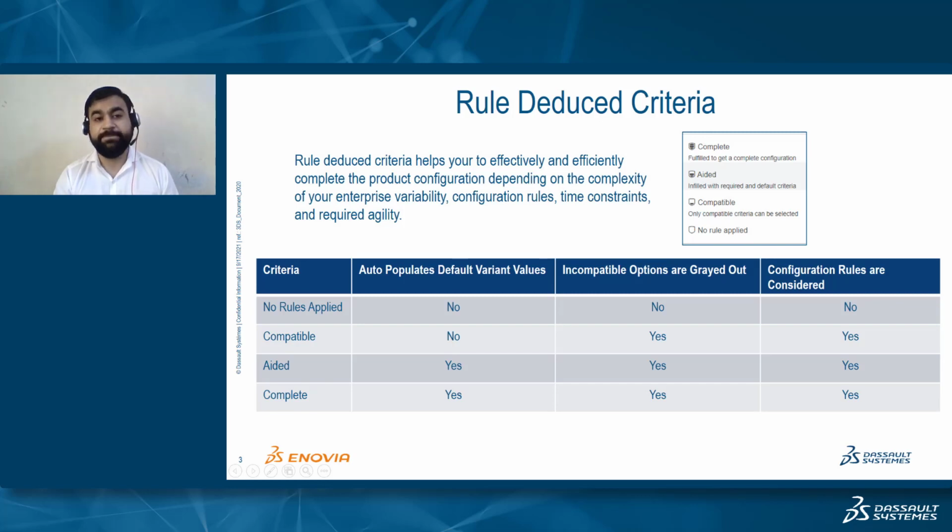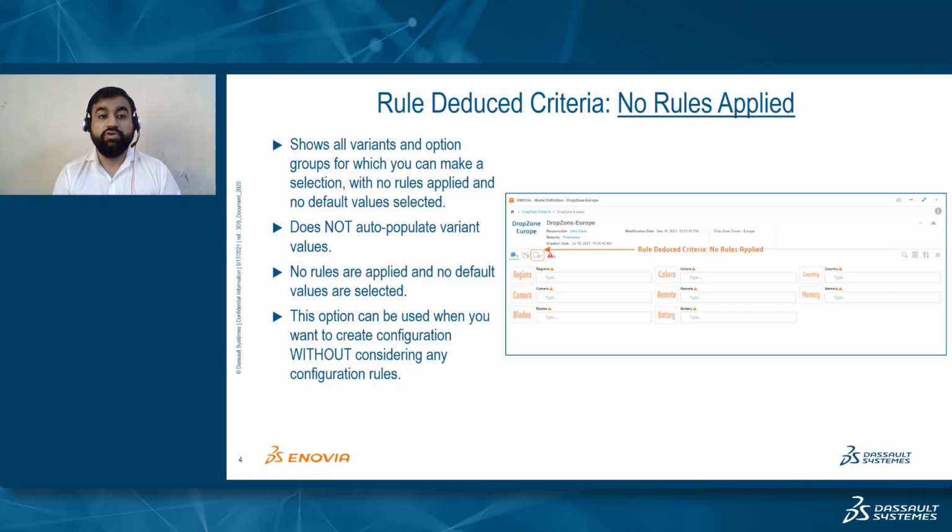This table is a simplified view of the capabilities of each criteria within the rule-deduced criteria. With no rules applied criteria, configuration rules are not applied. Pre-selected or default variants are not auto-populated at all. You can use this option when you want to complete entire configuration manually and without considering the defined configuration rules.